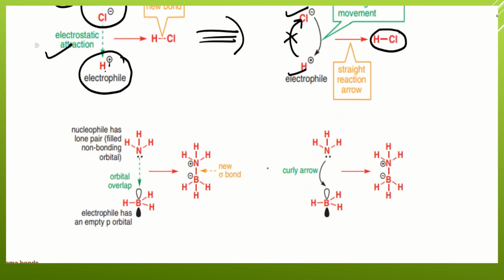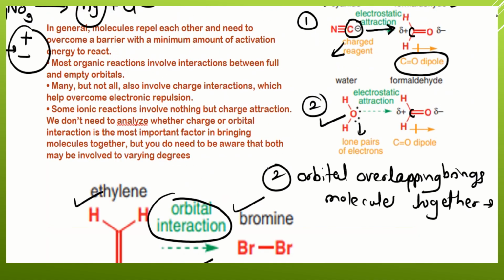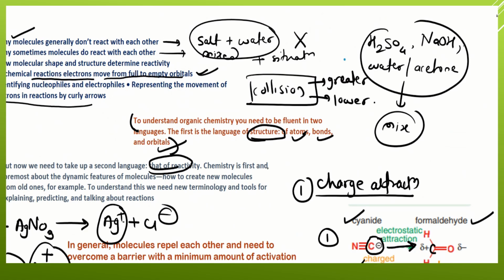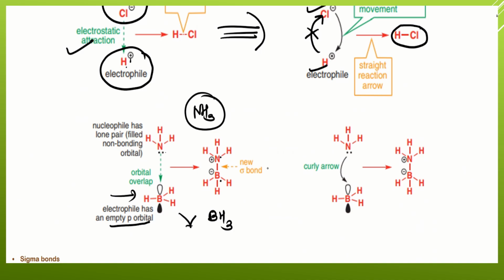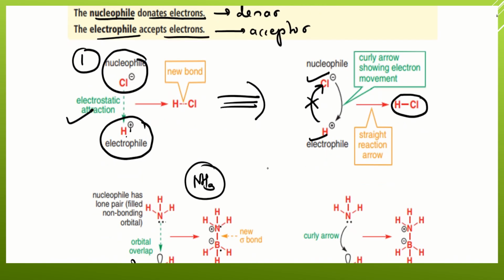Now one more example. Here we took electrostatic attraction, now we are taking the orbital overlapping situation. We are taking ammonia, NH3, and borane, BH3. Here you can see the lone pair of electrons at nitrogen, and here an empty p orbital. The electrophile has an empty p orbital, so the lone pair of electrons will overlap with the empty p orbital, because at the beginning I told you electrons move from full to empty orbitals, right? So in this way we get our nucleophile, nitrogen, and electrophile, which shows the new bond, that is a new sigma bond.